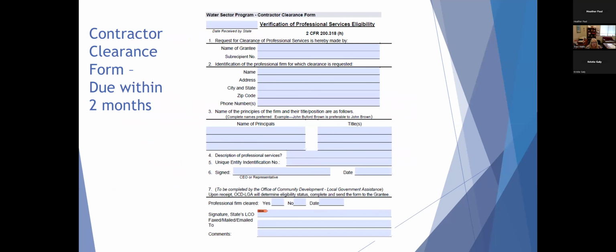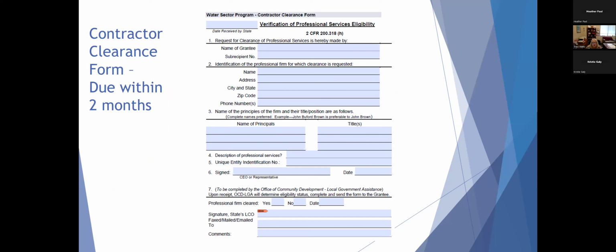The contractor clearance form due within 2 months is only needed if you're going to be using water sector program funds to pay for professional services. You should have already been notified if you have been approved to use water sector funds for professional services.